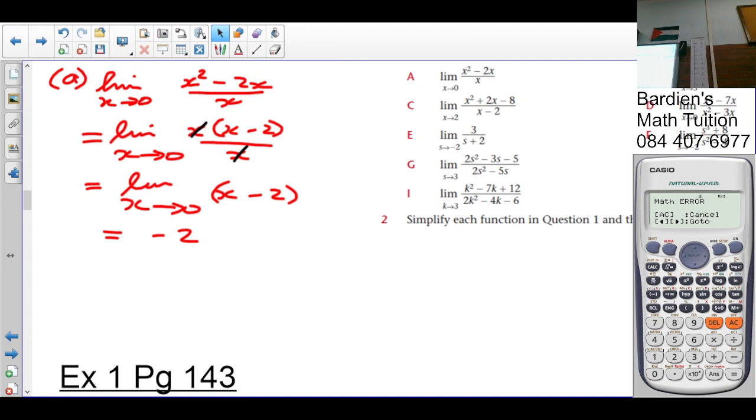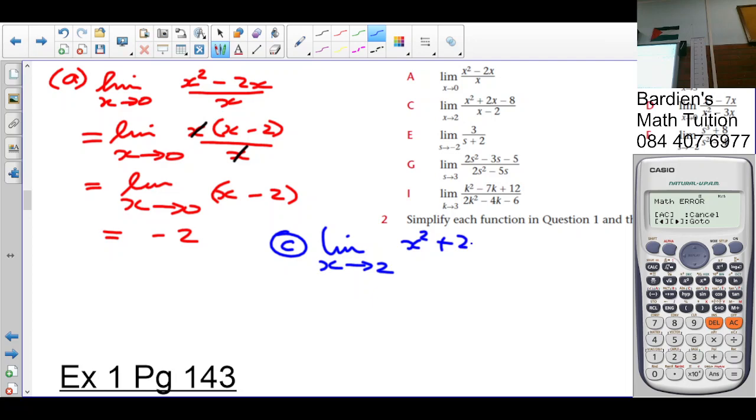Let's do C. Look at C. So here we have the limit as x approaches 2 of x squared plus 2x minus 8 over x minus 2. Can I substitute 2 straight? Why? The denominator will be 0. So I must factorize the numerator first. So do that quickly.